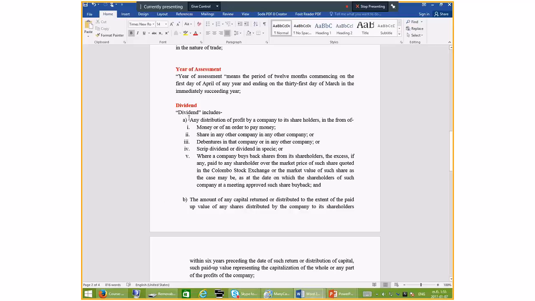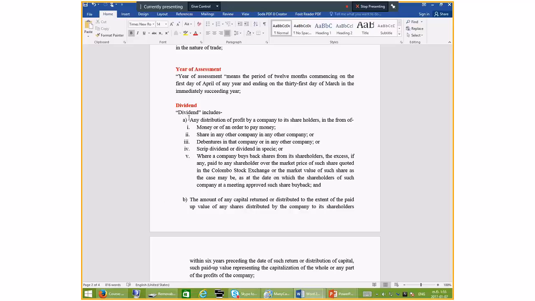Now I explain that corporates and all companies are liable to pay income tax on their taxable income and also on dividends distributed. Now we must know the word dividend, which has been defined in section 62, but here the word dividend has been defined in section 217.